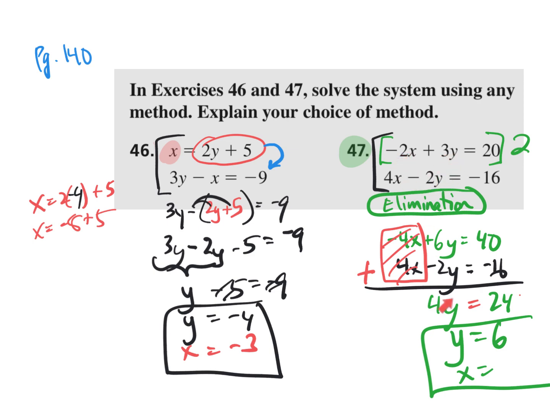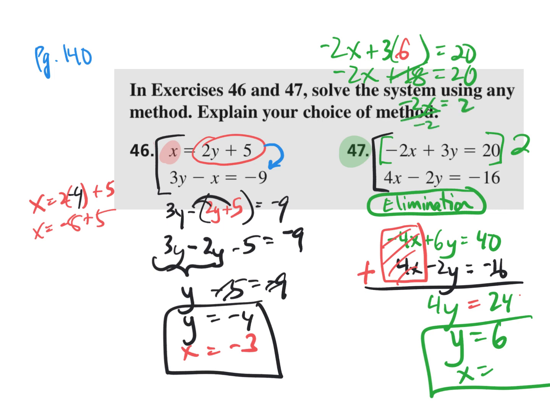Let's do it into the top one. Negative 2x plus 3y, and y is 6. So let's rewrite this. There we go, except the y value is 6. So we'll substitute 6 in, and then simplify. Negative 2x plus 18 is 20. We'll subtract 18 from both sides, so that we're left with just a negative 2x equals 2. And we divide both sides by negative 2. We have x equals negative 1.